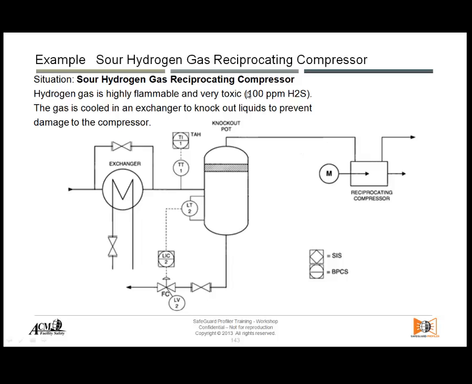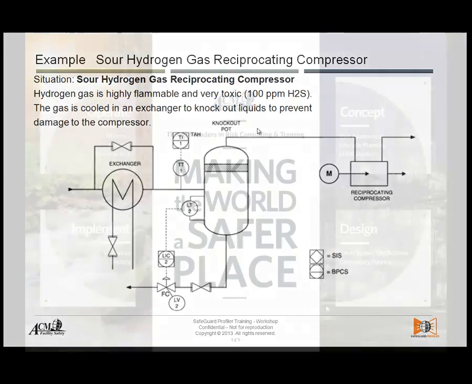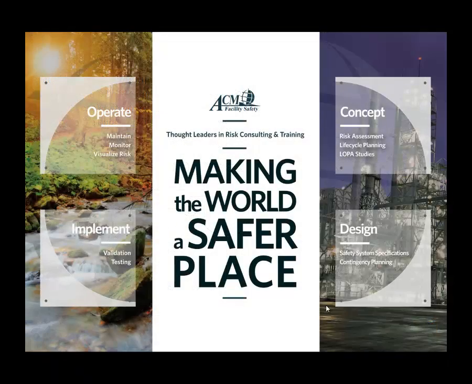So that was contingencies, and the next part will be working through examples and so on. There are going to be other videos with respect to how to do, for example, the sour hydrogen gas reciprocating compressor from end to end.